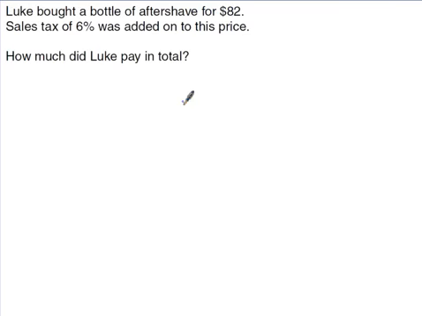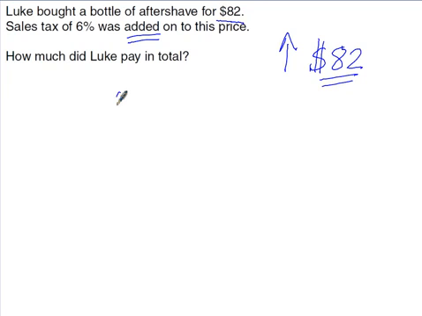So Luke bought a bottle of aftershave for $82. Sales tax of 6% was added onto this price. How much did Luke pay in total? Well, first of all, we've got more money being added on to $82. The first thing I'm going to say is that my answer has got to be bigger than $82. Always think, is your answer sensible? Does it make sense that your answer is whatever you get it to be? So I know my answer's got to be bigger than this amount. So I need to work out what 6% of $82 is.